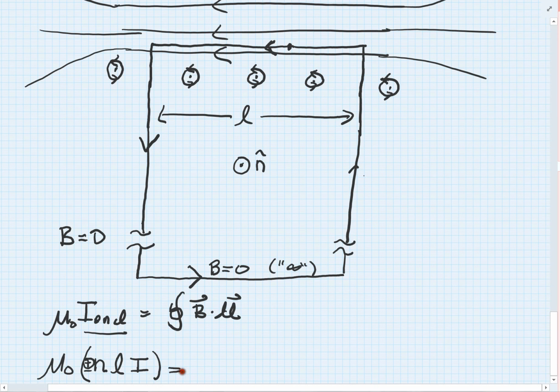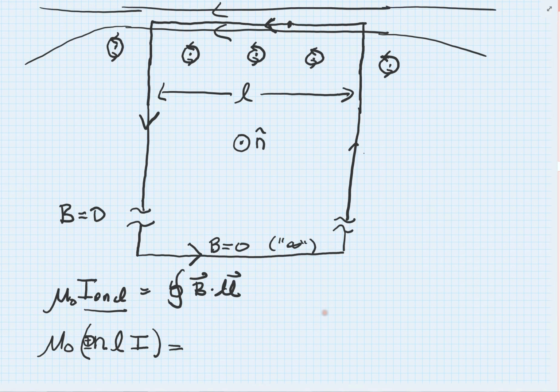And now for my loop integral, it's going to be the same story as before. In previous examples that we've done, we break our path integral into a series of components, just like we do for composite Gaussian surfaces. In this case, I'm going to have the top, the bottom, the left, and the right. So let's go through these.